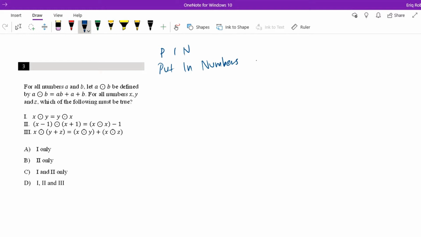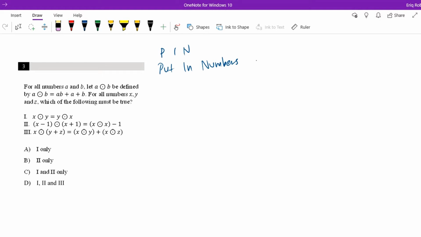Okay, for all numbers a and b, a circle dot b equals a times b plus a plus b. Then we have x, y, and z. Which of the following must be true? And we have very complicated x, y, and z. This is the reason why we swap in real numbers for these variables, because our brain is more familiar with simple arithmetic operations than with algebra, which is abstract.